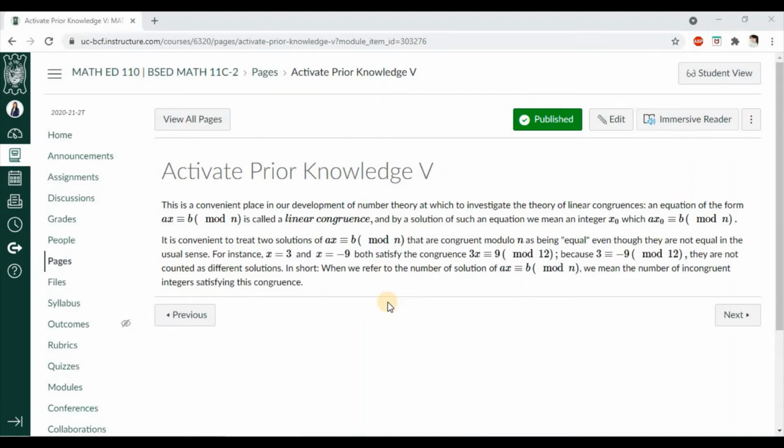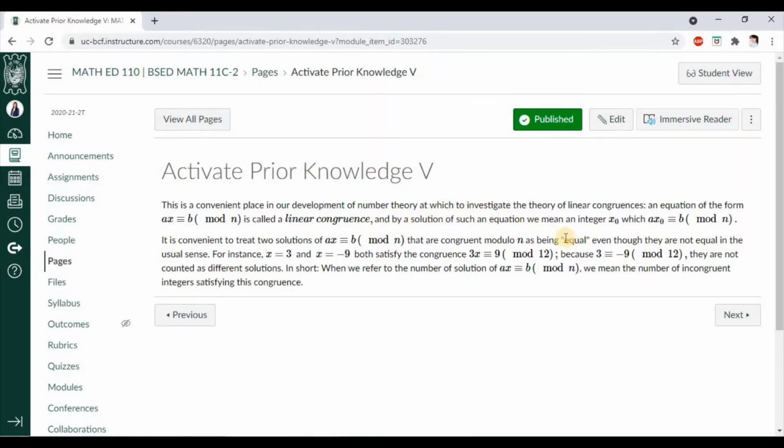So for today, we'll be lecturing about linear congruence. Okay? Parang linear equation din siya. Dito, congruence ang ating pag-uusapan. Okay? So for example, we have this particular notation or equation: ax is congruent to b mod n is called your linear congruence.